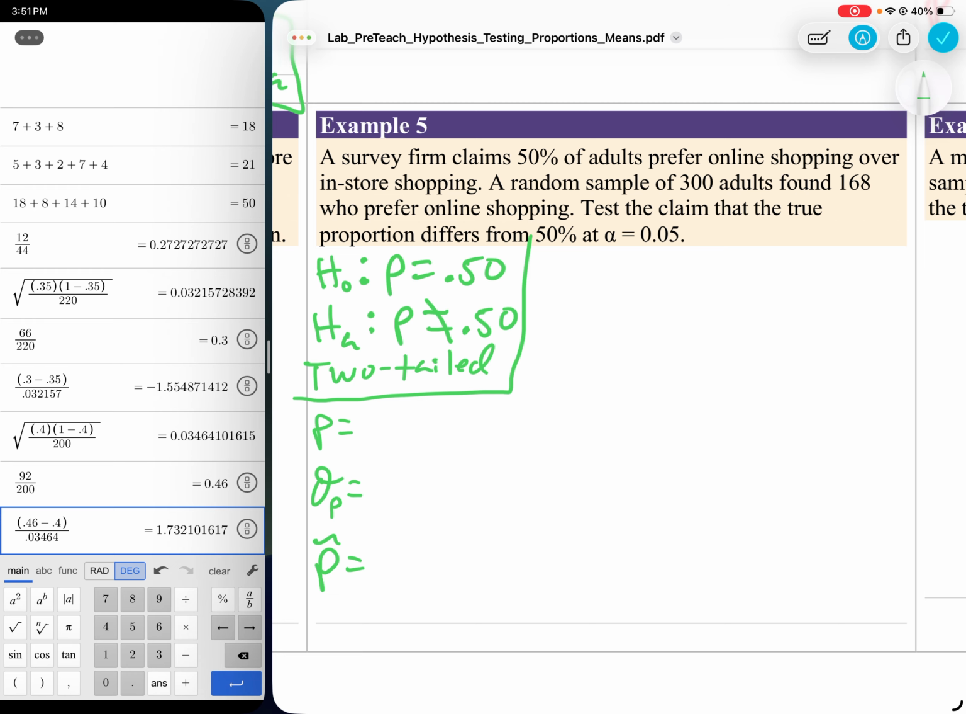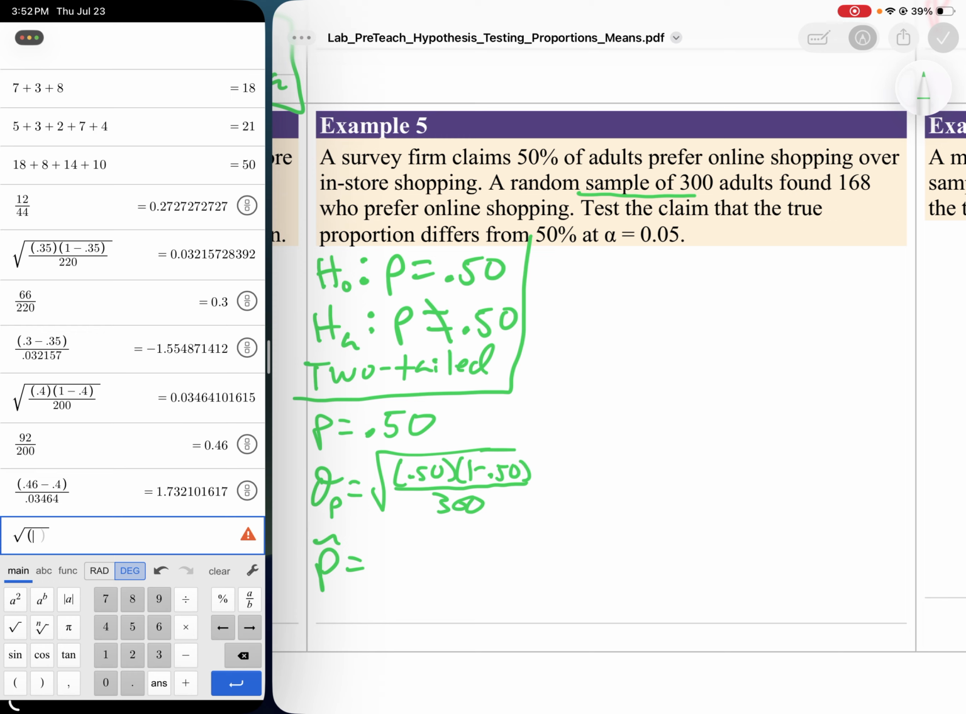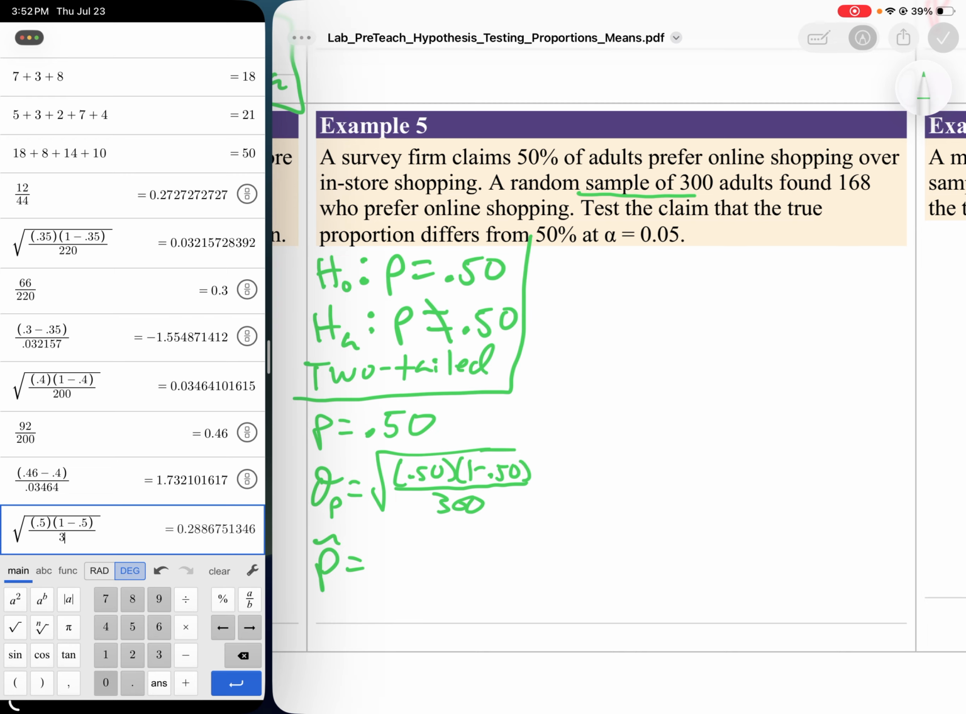The p we're going to use is our null hypothesis, the status quo that we believe is true. We believe that 50% of adults prefer online shopping. Our standard deviation will be the square root of the population proportion times 1 minus the population proportion over our sample size of 300. So the square root of 0.5 times 1 minus 0.5 divided by 300 is 0.028868. That'll round up to 68.